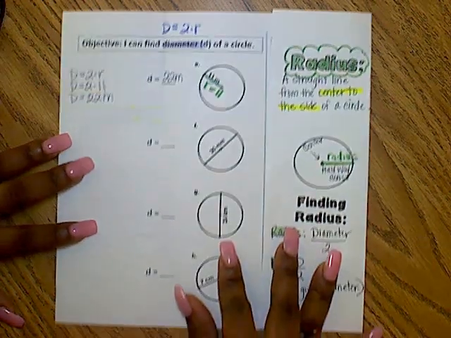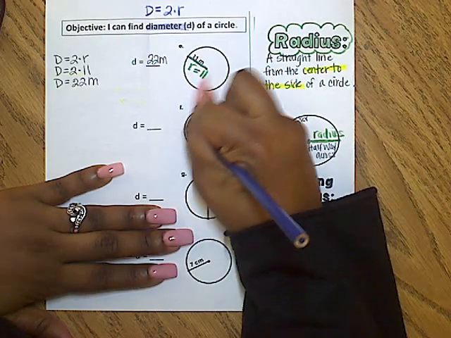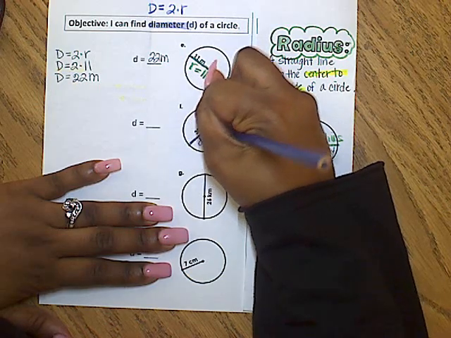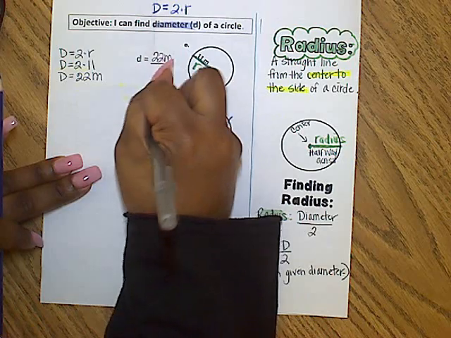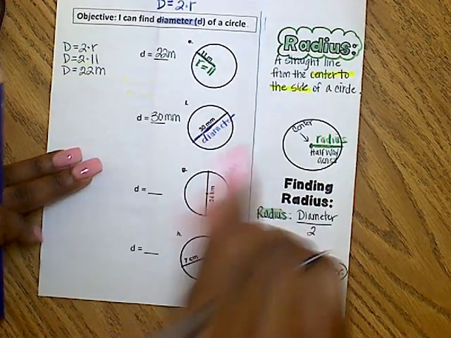Okay. The next one, the line goes all the way across. So we know that this is our diameter. So we don't have to do any math because it goes all the way across already. So we're just going to put 30 millimeters. Do not forget your units.